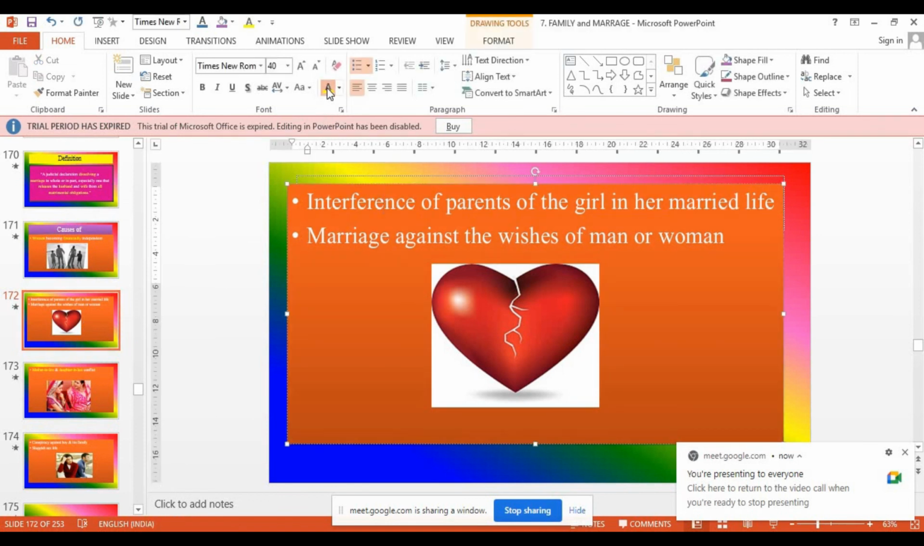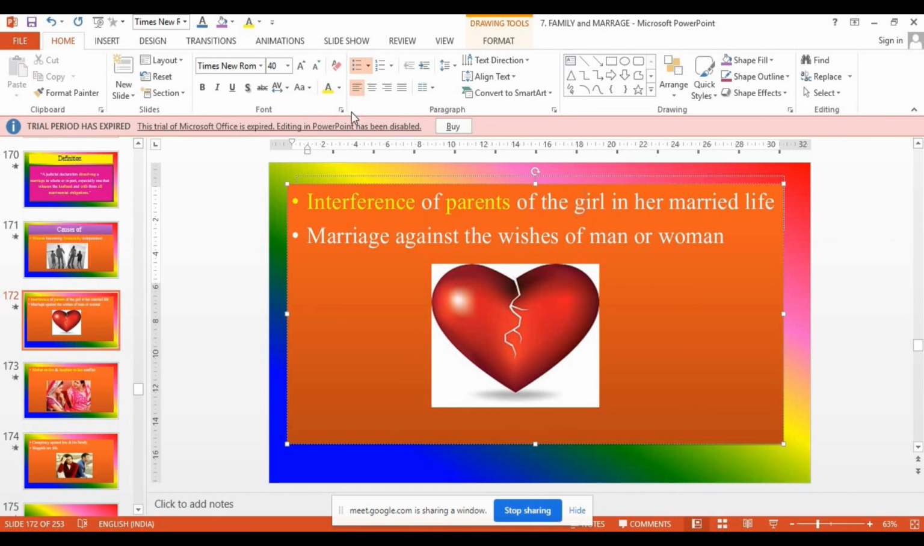interference of parents, girls' students. This is a main area. Husband and wife would like to live together, but they are interfered with by their own parents. When small issues arise in this new family, parents may motivate it into a big issue.